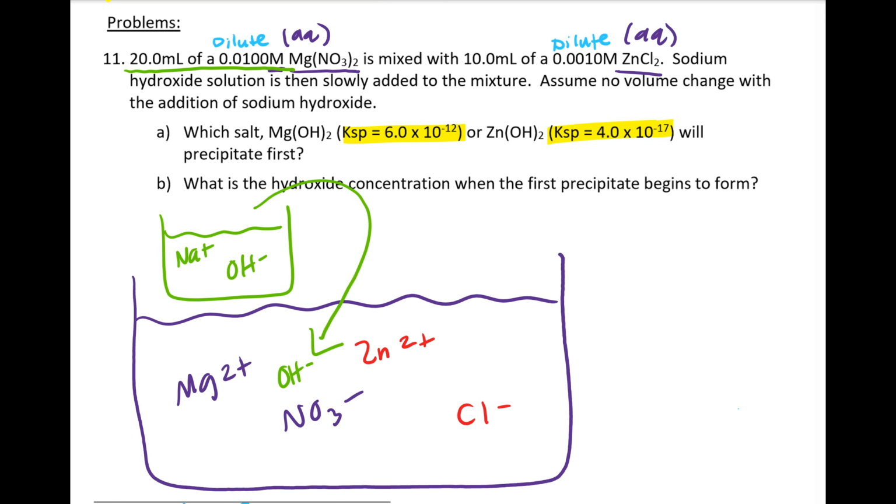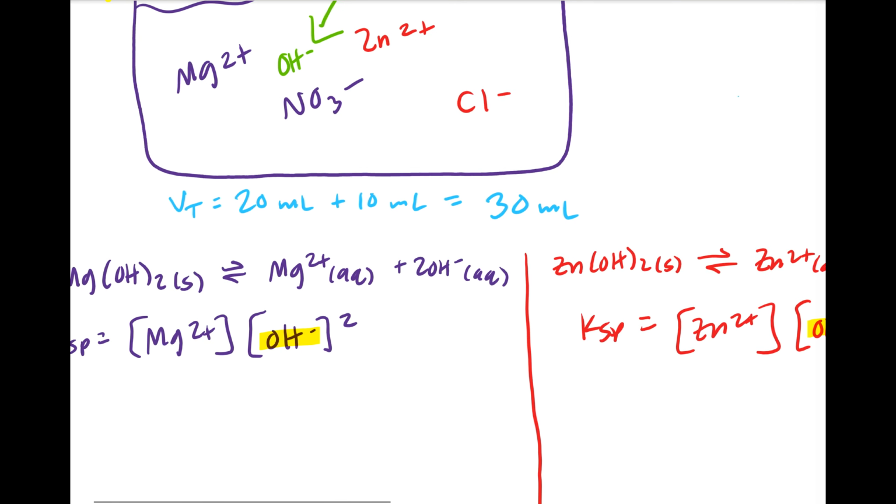But then we added the zinc chloride solution to it, and so we've changed the total volume to 30 milliliters. So anytime that we change the volume of a solution, we've diluted, or we're going to have to calculate the new molarity. So when we mix those two solutions together, we've essentially diluted both of these solutions because we've increased the total volume. So that's our first step, is to calculate the new molarity of the magnesium ion and calculate the new molarity of the zinc ion.